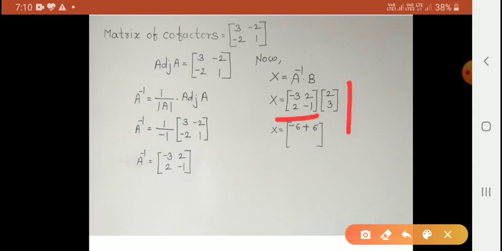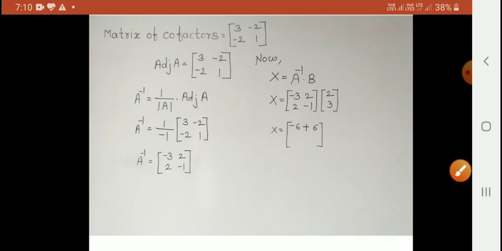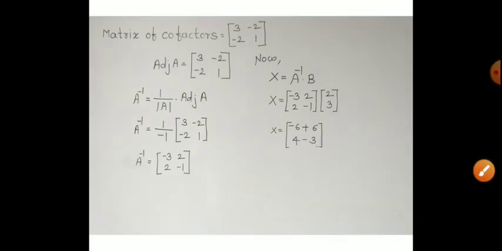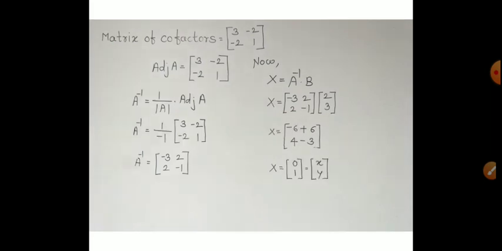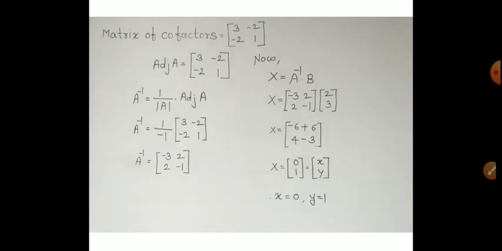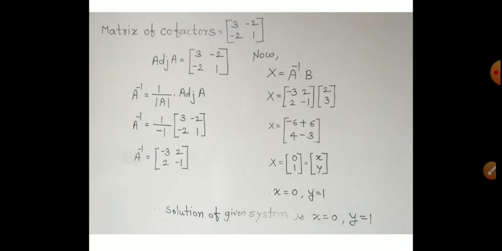Now second row, first column: 2 into 2 is 4, minus 1 into 3 is minus 3. So 4 minus 3. So minus 6 plus 6 is 0 and 4 minus 3 is 1. So X is 0, 1, which is equal to the matrix x, y. That is, x is equal to 0 and y is equal to 1. Therefore, the solution of the given system is x equal to 0 and y equal to 1.